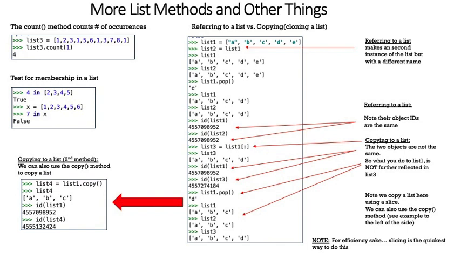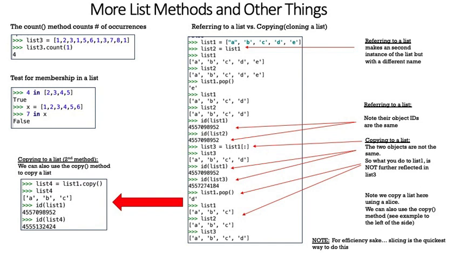So list 3 equals list 1, slice the whole thing. So list 3 now becomes A, B, C, and D. If I do an ID on list 1, I have the same number as before. But lo and behold, I do an ID on list 3, and it's a completely different number. If I list 1 pop D, now list 1 only has 3 elements. The D is gone. List 2, same thing, but list 3 is unchanged. Why is that? Because it's a completely different element. It's a completely different object.